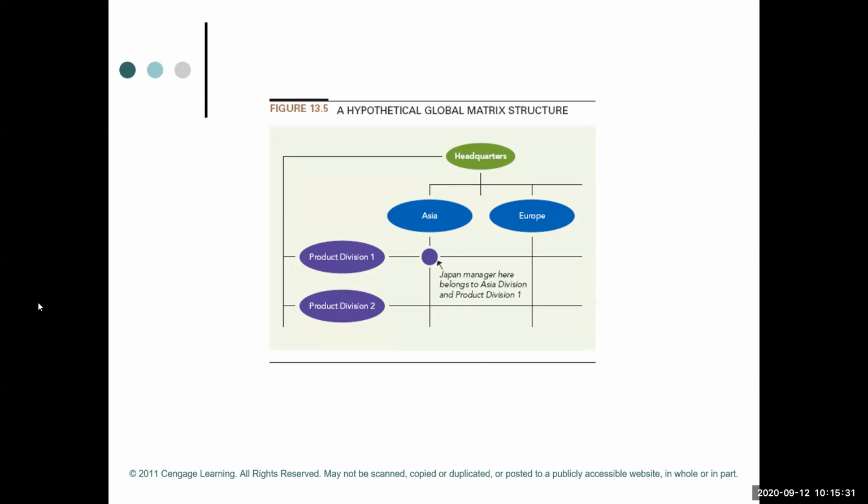Now, what is the organization structure of your own organization? Any point of view there? What do you think your organization structure is? Is it geography focused, product focused, or a matrix? More like hierarchical.